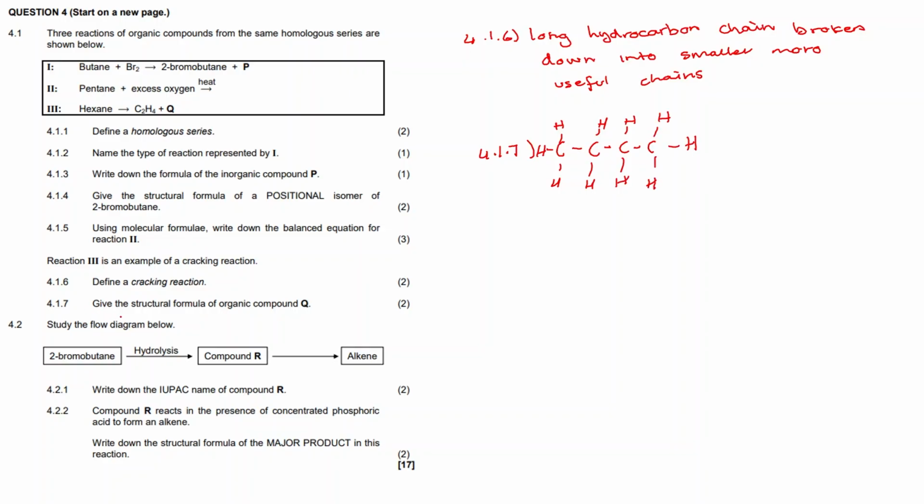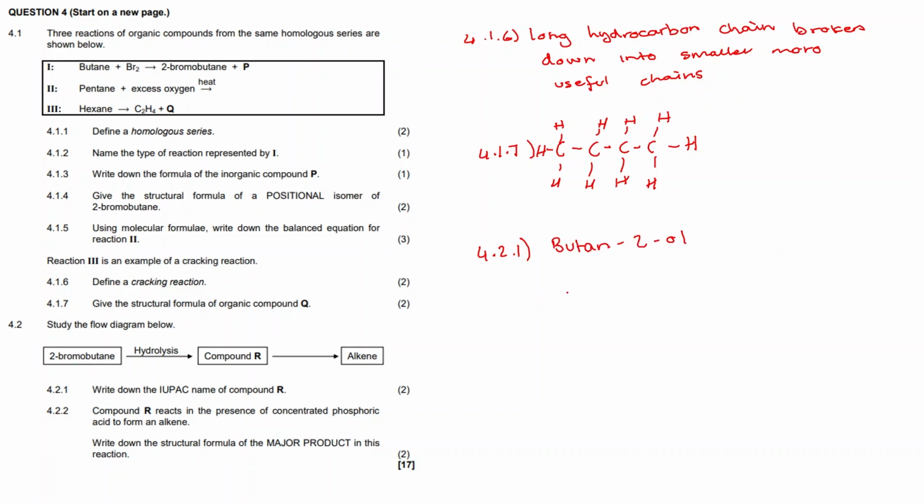Question 4.2. Study the flow diagram below. Question 4.2.1. Write down the IUPAC name of compound R. So, we start with 2-bromobutane. We then go through the process of hydrolysis. And when we take a haloalkane and we go through the process of hydrolysis, it then forms an alcohol. And since we start with bromobutane, the alcohol formed will be butan-2-ol, as the bromine from the second carbon would be removed and replaced by the OH.